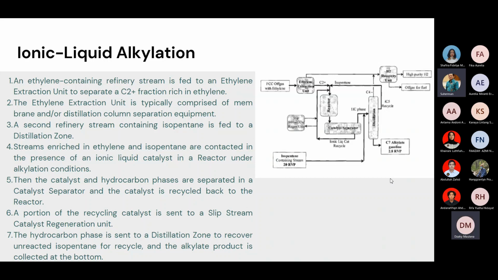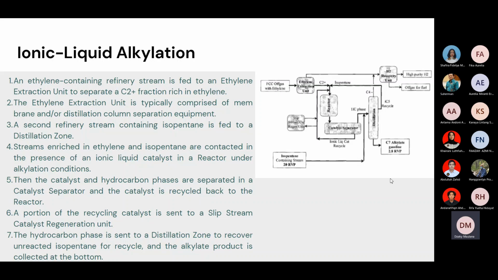So the first step, an ethylene containing refinery stream is fed to an ethylene extraction unit to separate C2 plus fraction rich in ethylene. Then the ethylene extraction unit is typically comprised of membrane and or distillation column separation equipment. Then a secondary refinery stream containing isopentane is fed to a distillation zone.